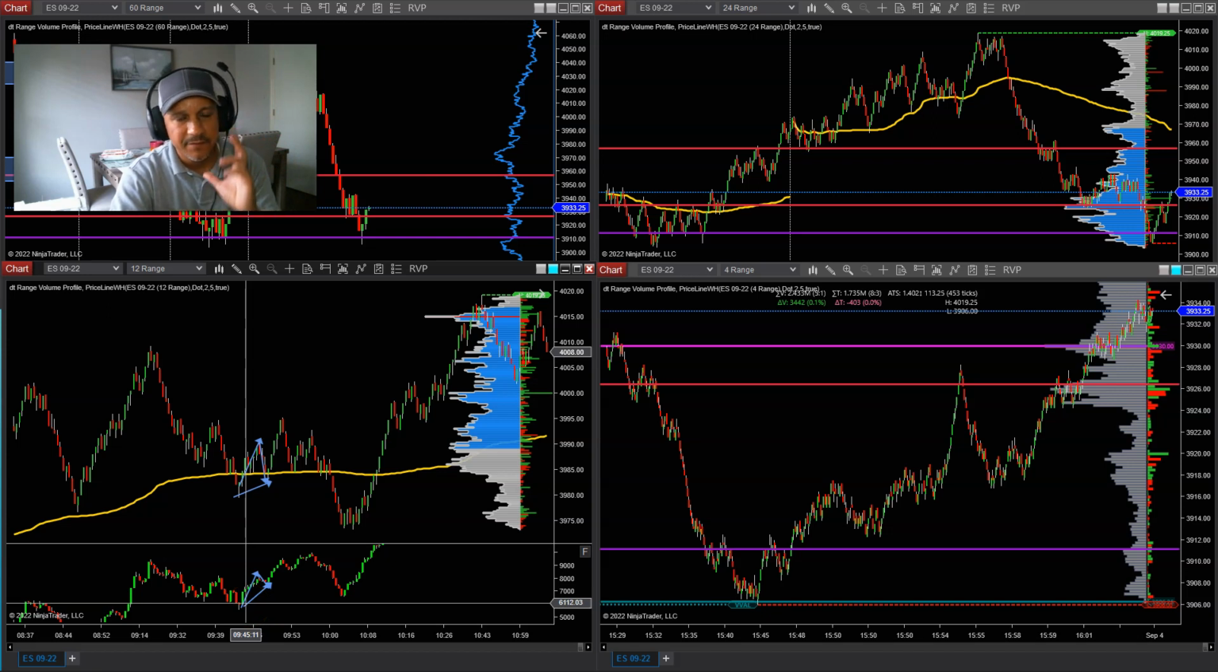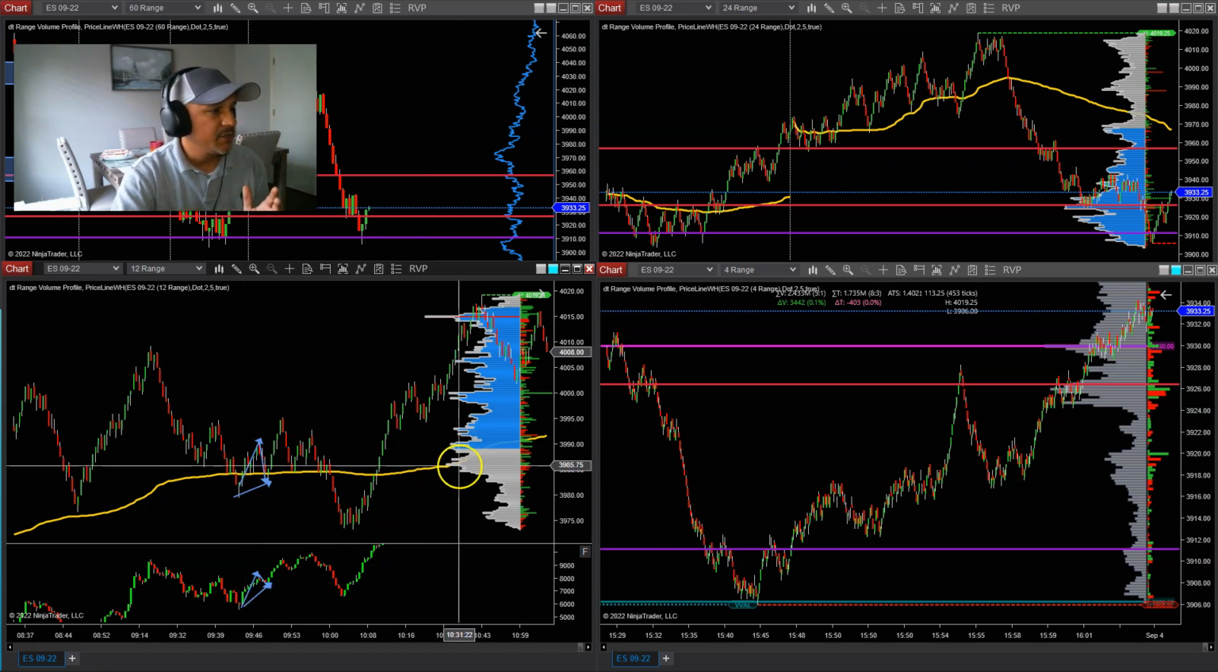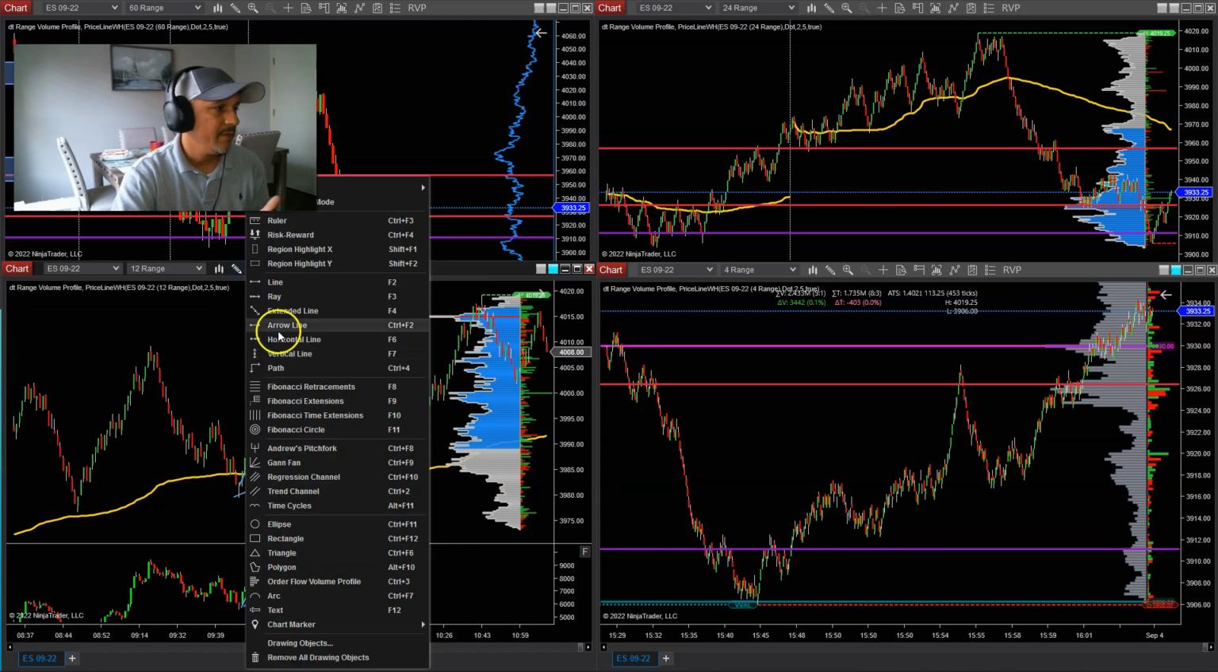Did both of those pull back to the same area? If no, you have divergence there, and then you look at your volume profile to see is price at an area, in comparison to the volume profile, is it dead smack at an area of high volume, or is it at the outer edge? Okay, for me, this is the way I do it.